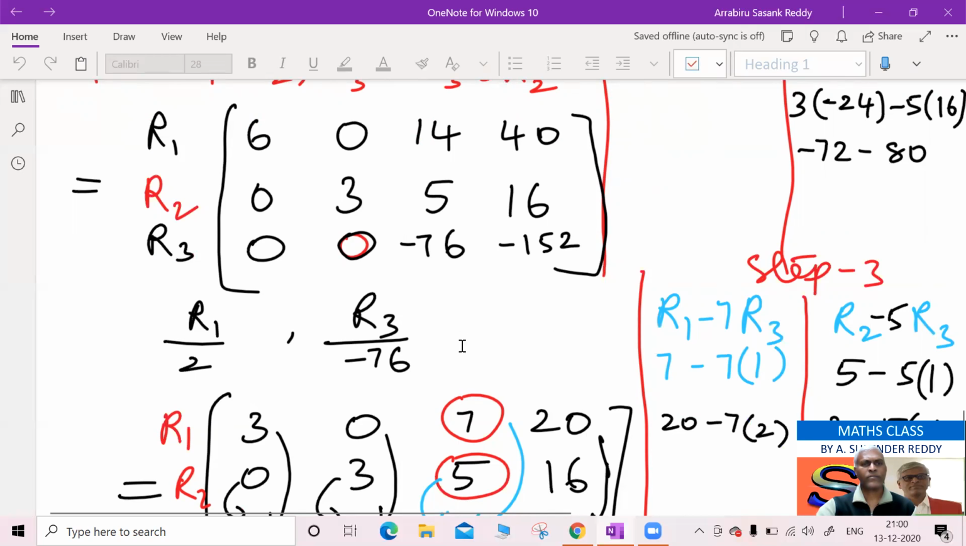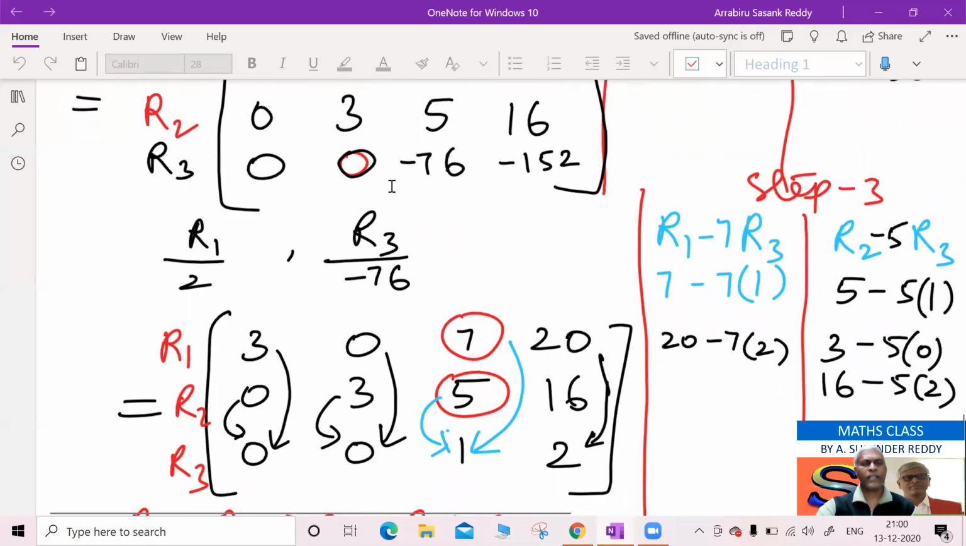R3 as it is, and dividing R3 by -76. So 0, 0, -76 by -76, you get 1. -152 by -76, minus will get cancelled, and 76 into 2 is 152. So you get 2.